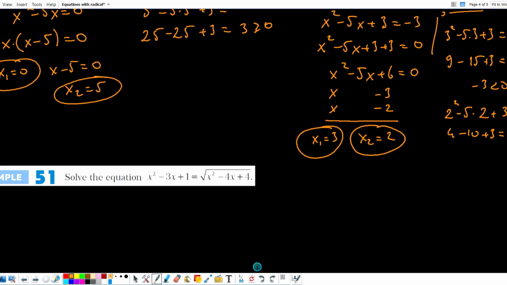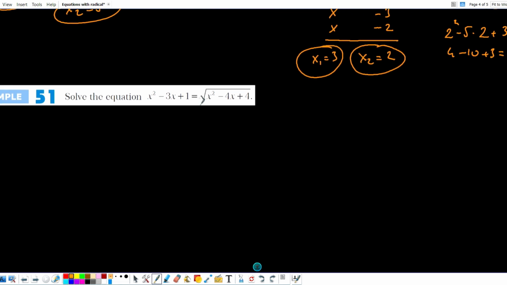Now when we come to this example, here it's a bit different. You have a radical expression and you have another quadratic expression on the other side. If you take square of both sides, you will have a much more complicated expression, which will be harder to solve. Only if you realize that the inner part of the radical expression is a perfect square. So I can rewrite the equation as x squared minus 3x plus 1 is equal to square root of this part, which is (x minus 2) squared. You can realize this is a perfect square.